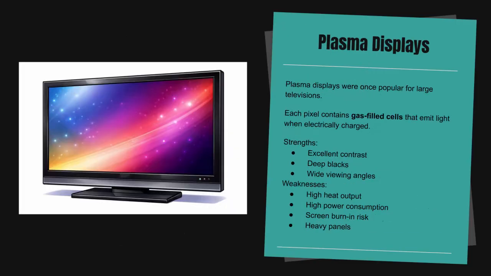Alright, now we're going to dive into plasma displays. Plasma displays were once popular for large televisions. Each pixel contained gas-filled cells that emit light when electrically charged. Some of the strengths were excellent contrast, deep blacks, and wide viewing angles.